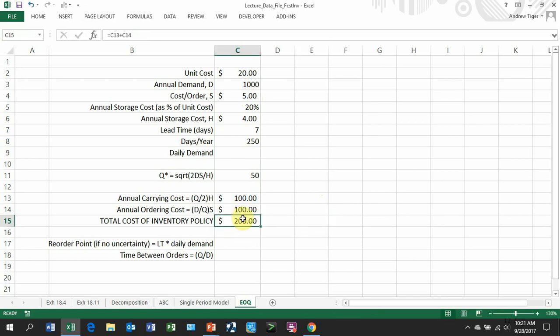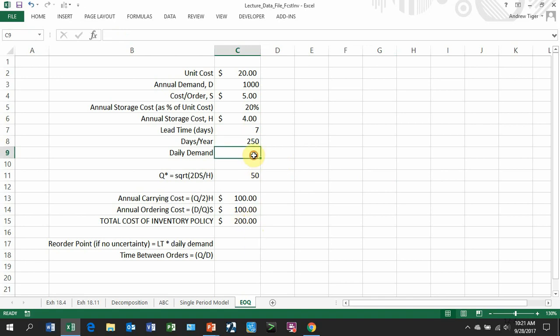Now that's not the cost of buying the product. That's just the cost of my inventory policy. Well, let's add some more information. Let's say that the lead time is 7 days. So when I place an order, 7 days later it shows up. And let's assume that we have 250 working days per year. All that means is that we're probably not working weekends and holidays.